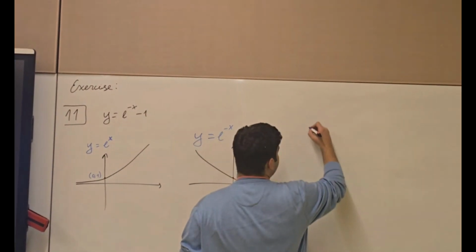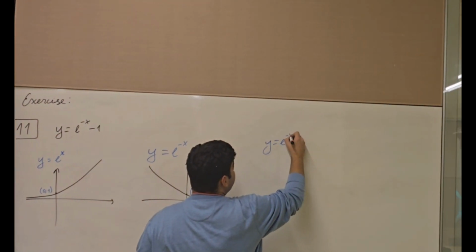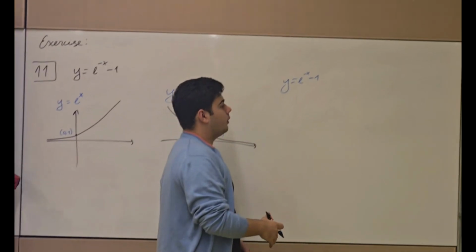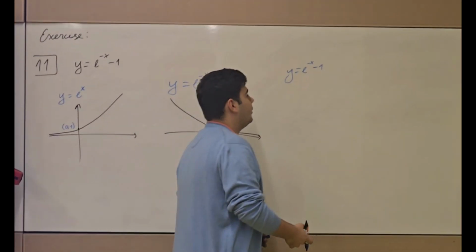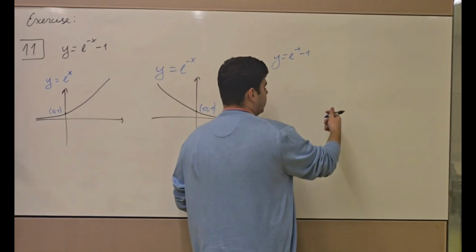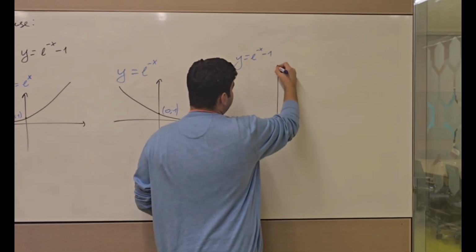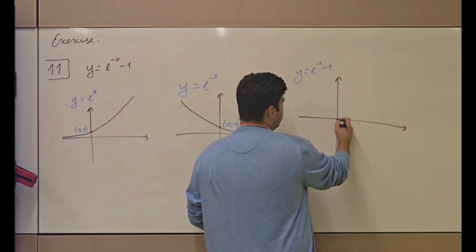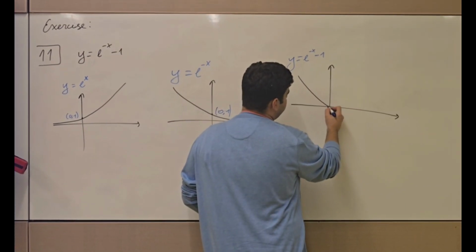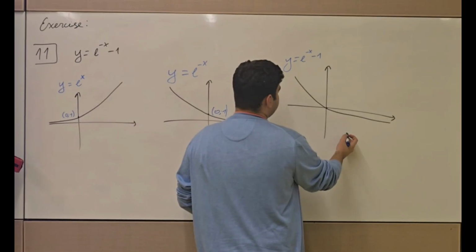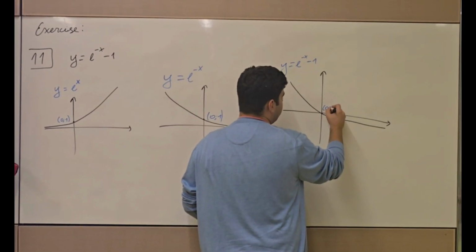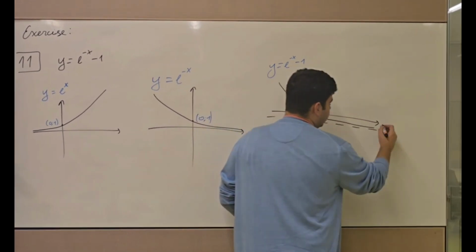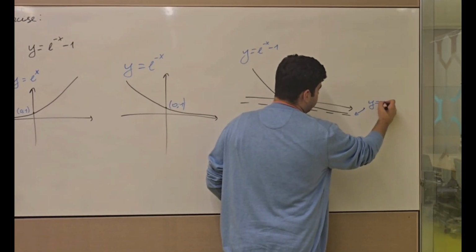And the last part is y is equal to e to the power of negative x minus 1. As we said, when we have subtraction from the formula e to the power of x, we will go downwards by the unit that we subtract. So in this example, our graph will go downwards by 1 point, which means it will go through this point, starting like that and going like that, and this point is 0, 0, and our new asymptote will be this line, which is y is equal to -1.